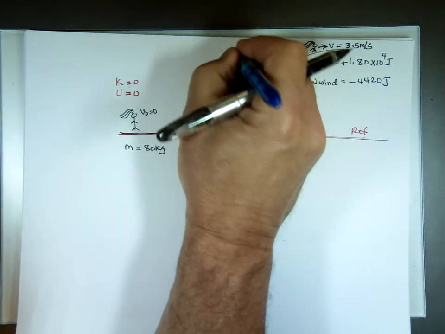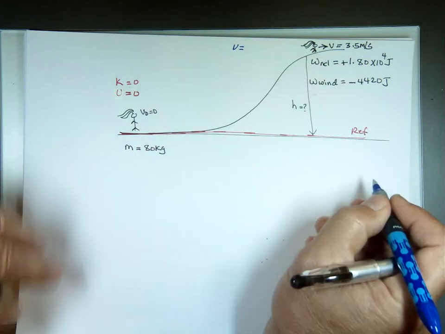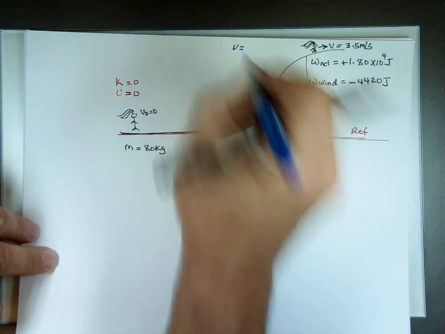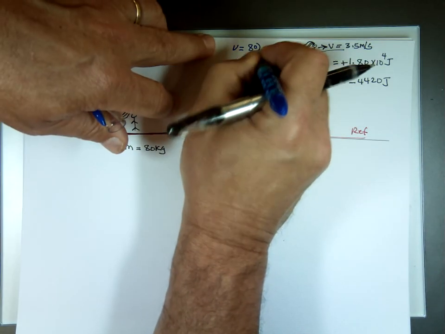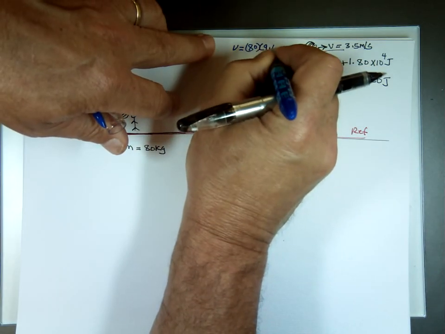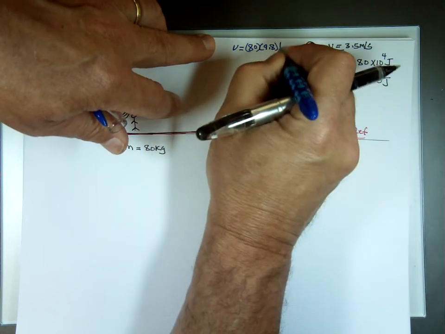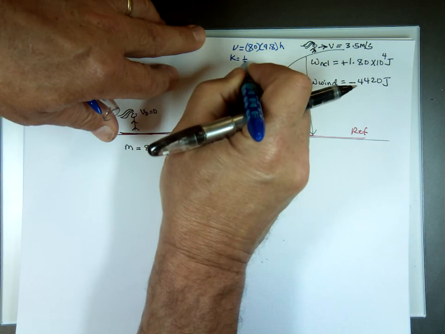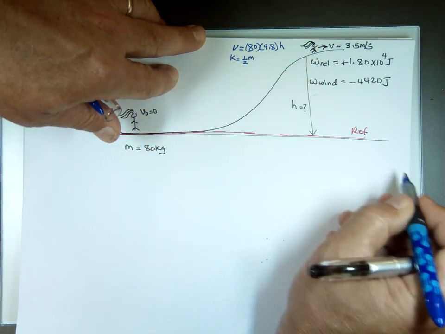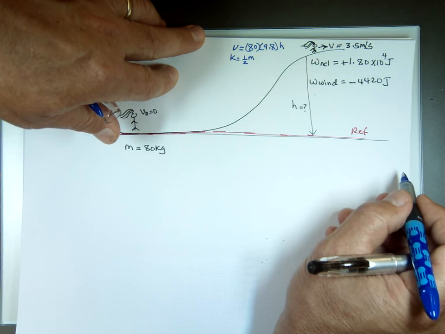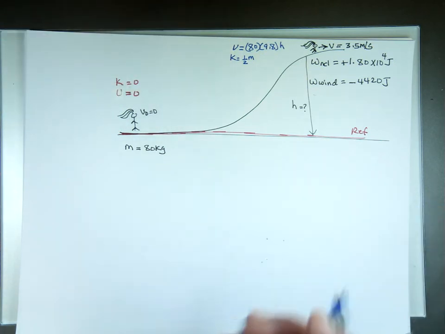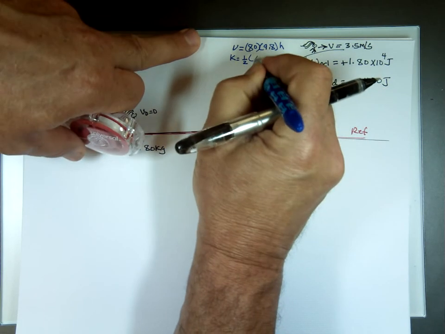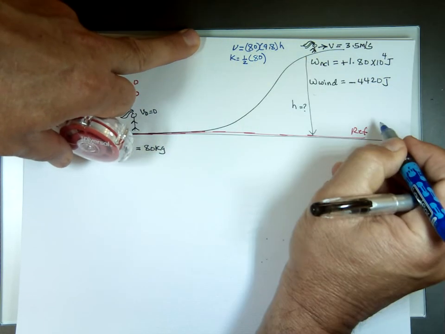What's my potential energy? Mass, which is what? 80. Gravity, which is what? 9.8. And the height is unknown, right? We're looking for it. And what's the kinetic energy? 1/2 m times v squared. Mass, well, we know what the mass is, 80. Let's put 80 here. Times the velocity squared. What's the velocity? 3.5 squared.